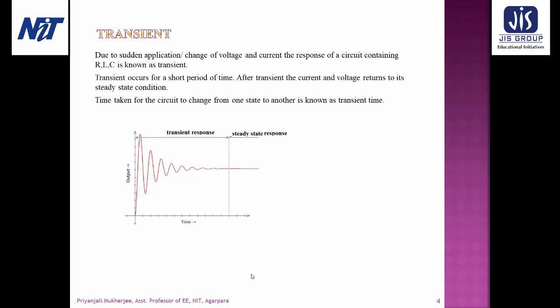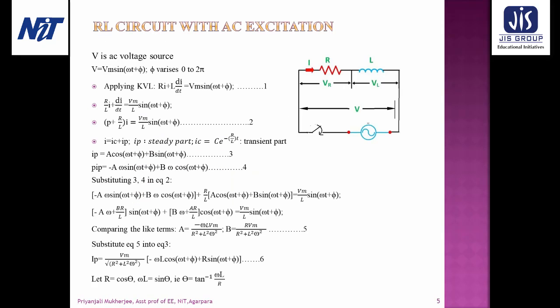So from this graph we can say that the overall response has two regions. One is the transient response, another is the steady state response. And after the minimum time required to complete this transient response, it switches over to another state, that is the steady state. And the overall response is the summation of the transient response and the steady state response.